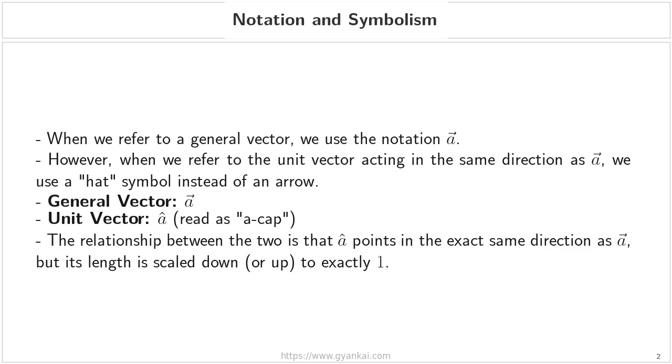It is crucial to understand the relationship between these two. Even though they look different, a cap points in the exact same direction as a vector. The only difference is the scale. We have essentially taken the original vector and scaled its length, either shrinking it down or stretching it so that its magnitude is exactly 1. Now that we understand the basic concept of what a unit vector is, let's look at how we actually write them down on paper. This is very important for your exams, as notation is key in vector algebra. In the next slide, I will show you the mathematical formula we use to perform this scaling process.